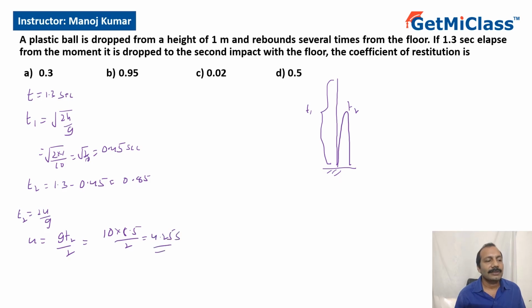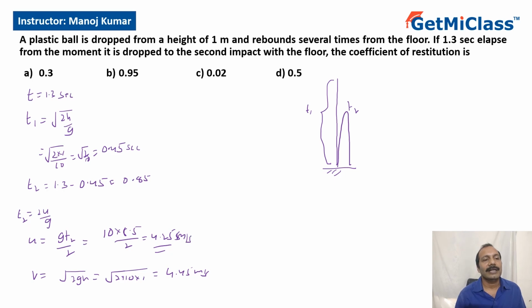Now let's find out the velocity with which the ball reaches the ground for the first case. So v equal to root 2gh, that is equal to root 2 into 10 into 1. So that's approximately equal to 4.45 meter per second.